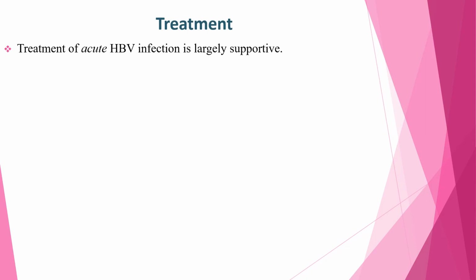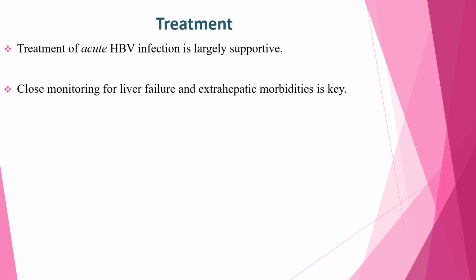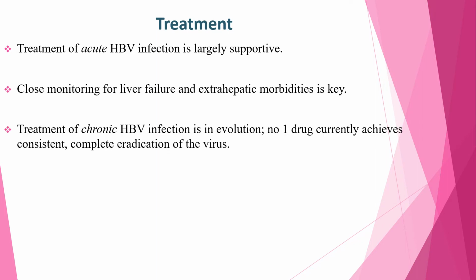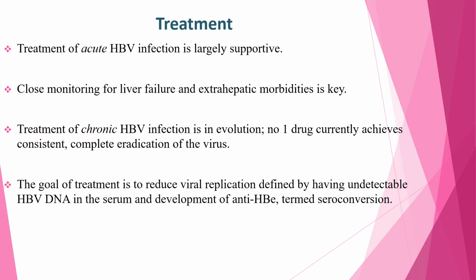When we look at treatment of hepatitis B infection, treatment of acute hepatitis B infection is largely supportive. Close monitoring for liver failure and extrahepatic comorbidity is key. And the treatment of chronic hepatitis B virus infection is in evolution, and no one drug currently achieves consistent, complete eradication of the virus. The goal of treatment is to reduce viral replication, defined by having undetectable hepatitis B virus DNA in the serum and the development of anti-hepatitis B E antibody, which is termed seroconversion.